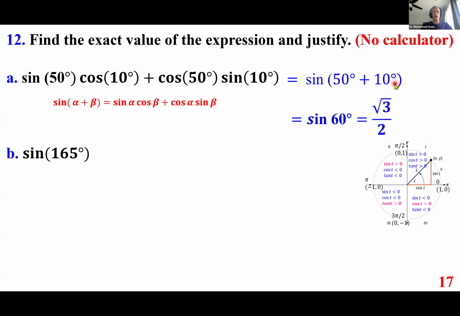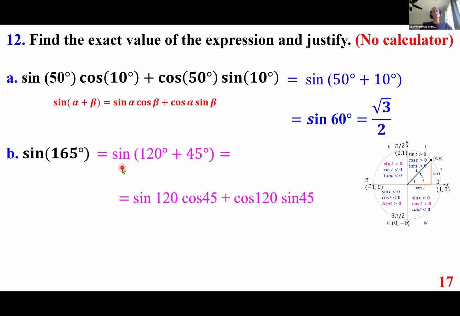Sine of 165 degrees. We can cut this into two common arcs, 120 degrees and 45 degrees. And now we use this one, sine of alpha plus beta. So sine of 120 cosine of 45 plus cosine of 120 sine of 45. Now, sine is positive in the first and second quadrant.